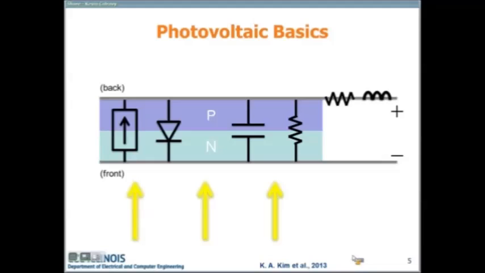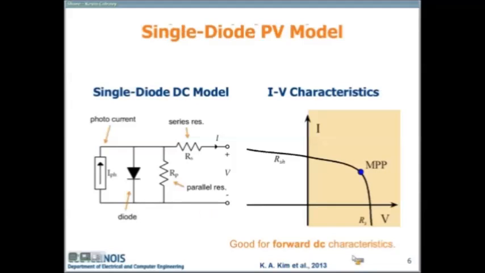So with this in mind, let's go back to what the standard is. The industry standard is a single diode model. And we have this diode again from the PN junction. And we have the series resistance here and the parallel resistance here and the photocurrent. But we're missing the capacitance and the other inductance. So this is a really simple way to do it.